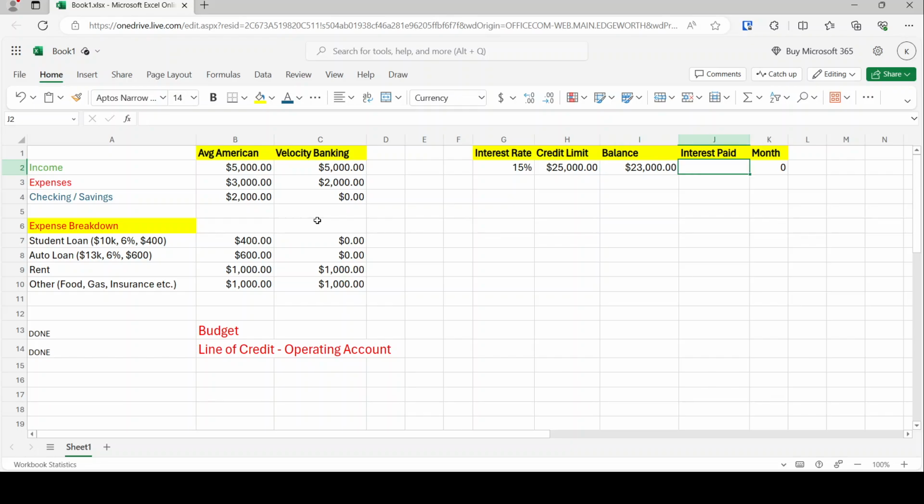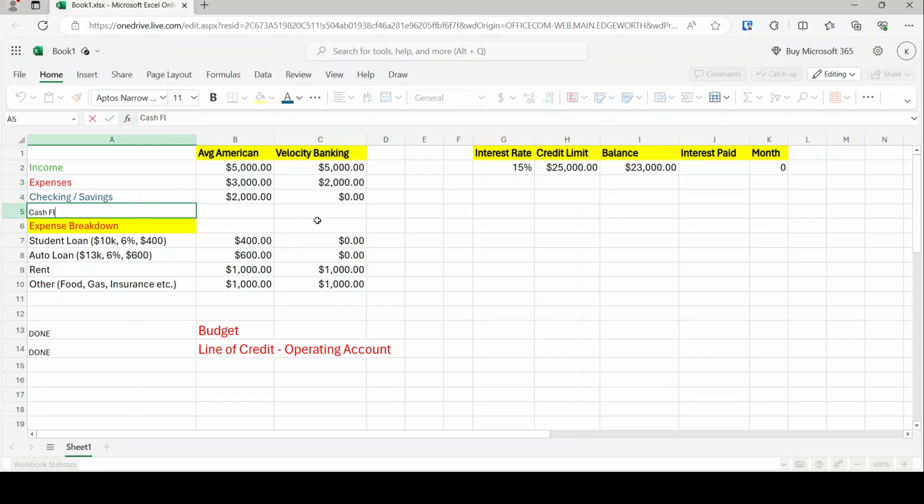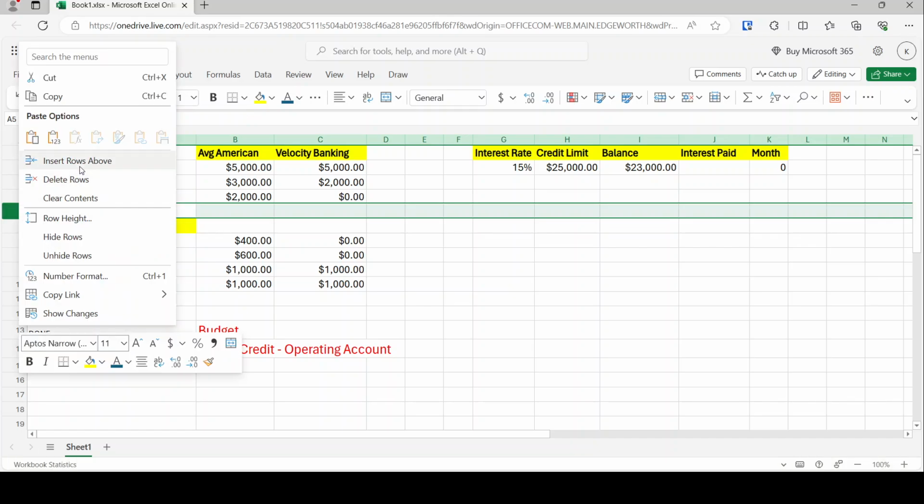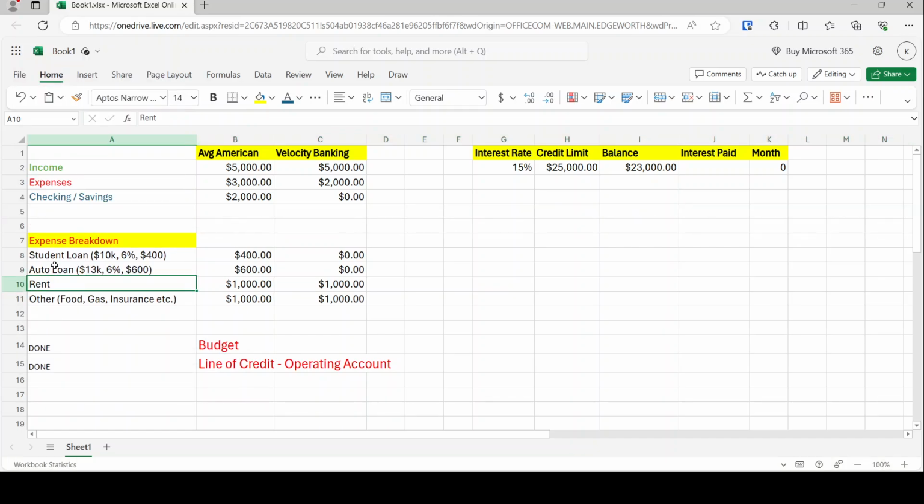All right, so now what we have to do, and let me just put cash flow right here. Ugh, I did it again. Let me actually give a little bit of breather room. So I can put cash flow right here.